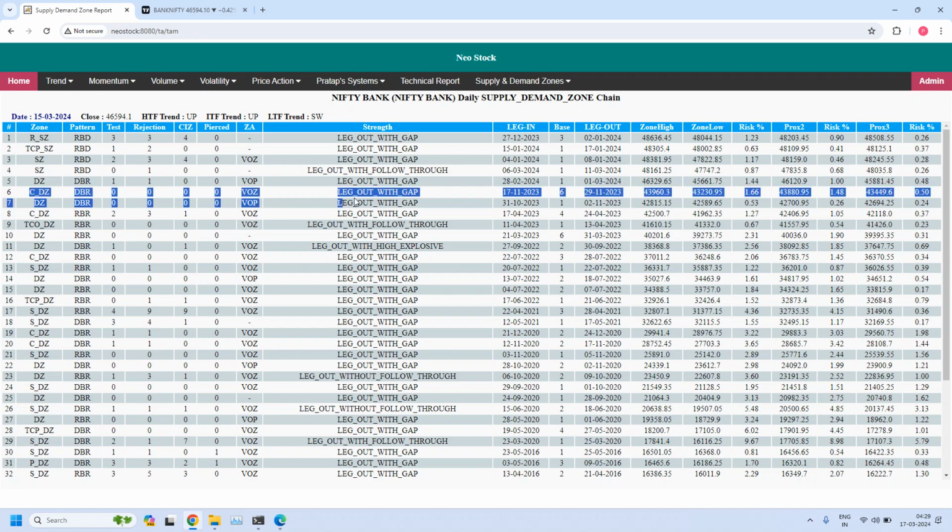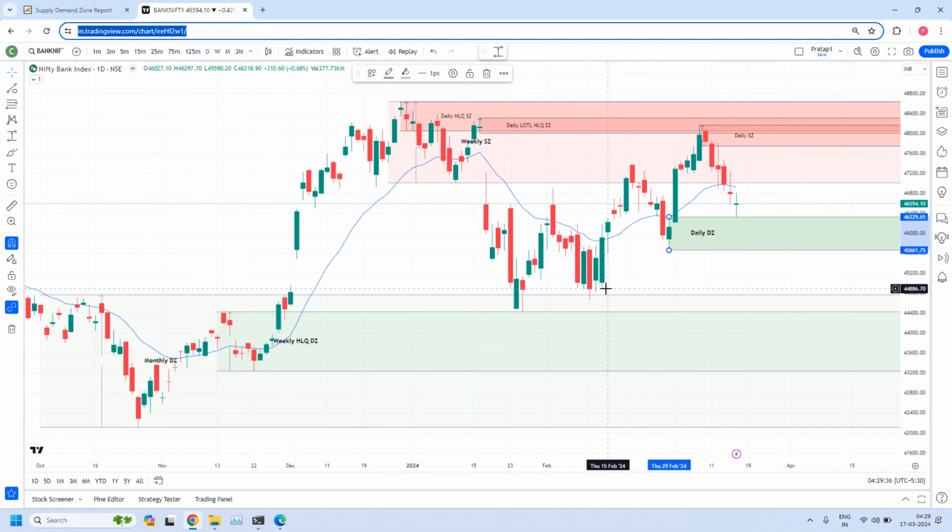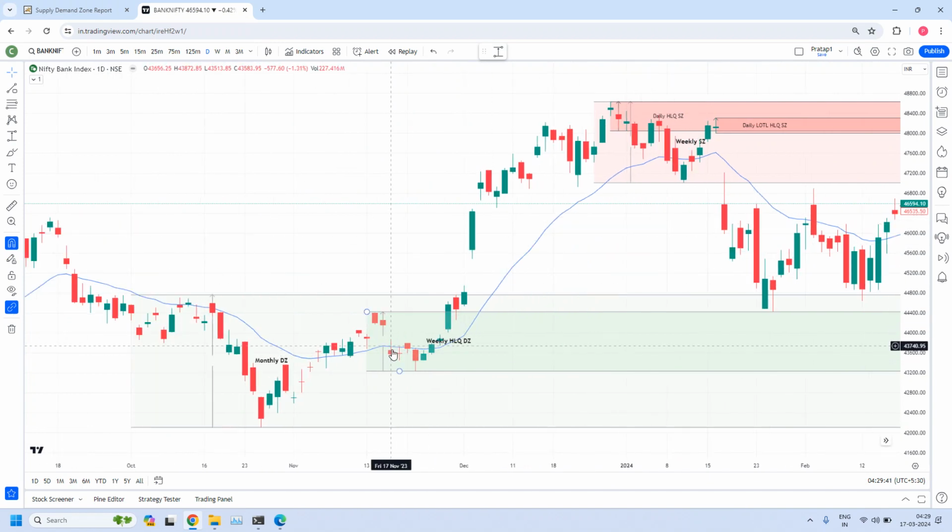Let us draw even this zone. This is a high liquidity demand zone created on 17/11/2023, having 6 base candles. Here, this is 17th November. Don't think this is a base candle. It is a drop candle. It has a hidden body. Drop candle, after that base candle: 1, 2, 3, 4, 5, 6. All these are base candles.